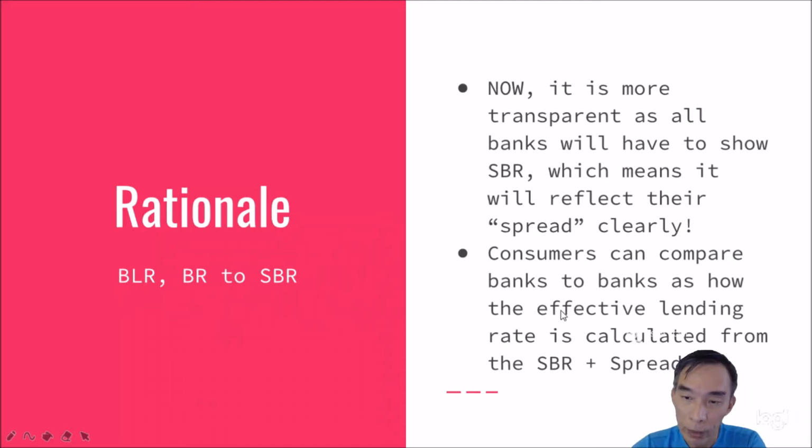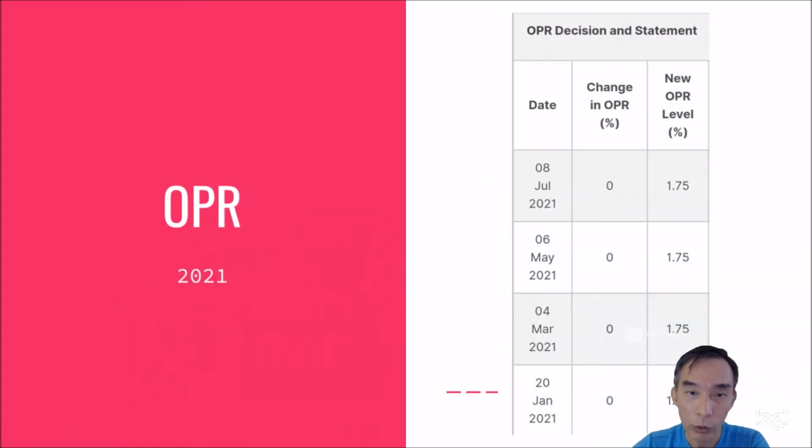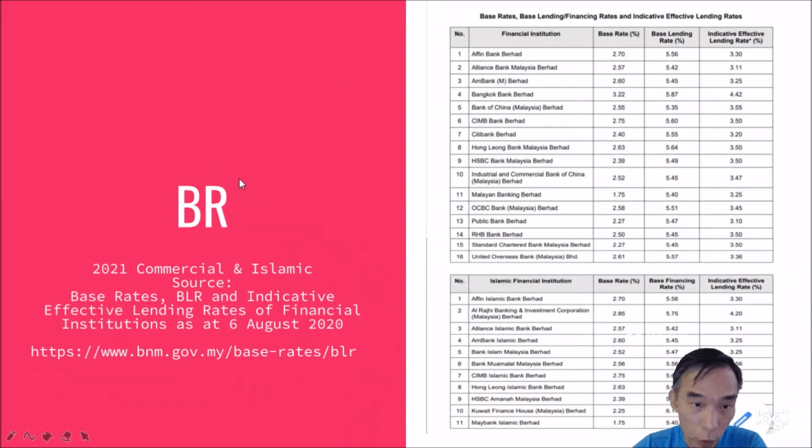How the effective lending rate is calculated can be more or less transparent to the consumer. So this is the OPR for 2021. You can see from July 2021 back to January 2021, 1.75. And then this is the chart I want to show, the BLR rate and the indicative effective lending rate. This one is indicative for the reason that this rate is not applicable to a particular individual. Why? Because the particular individual may have his condition which is different from others, that the bank will evaluate and appropriately allocate the effective lending rate.